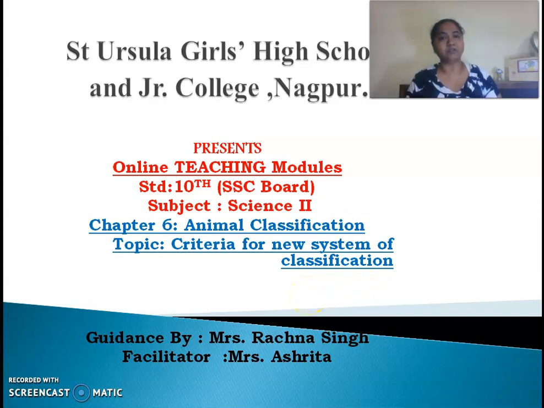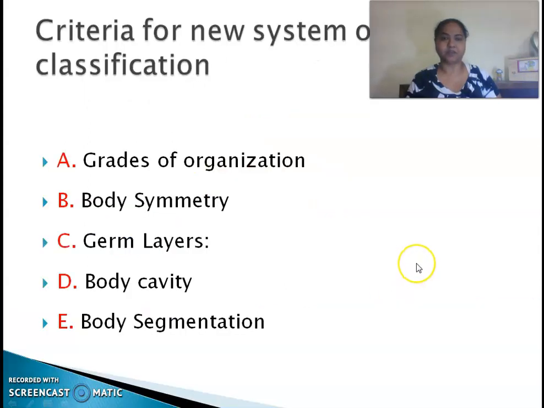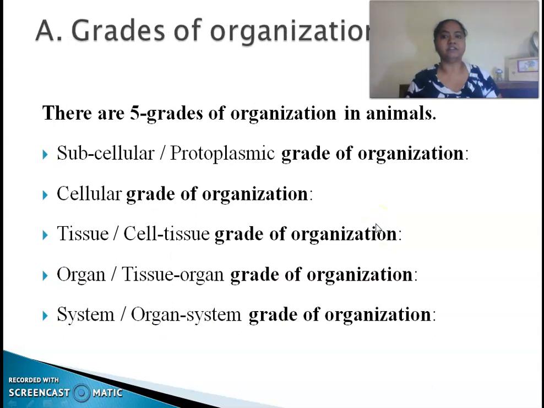We have started with Chapter 6, that is Animal Classification, and in this module we will be covering criteria for the new system of classification. The new criteria for classification are divided into 5 groups: A. Grade of organization, B. Body symmetry, C. Germ layer, D. Body cavity, and E. Body segmentation. Let us start with the first, that is grade of organization.